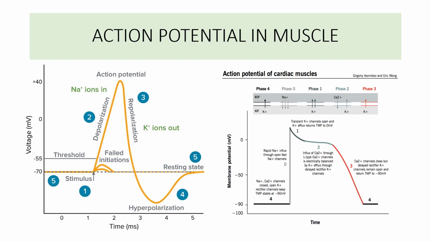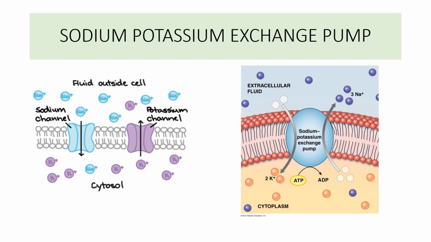So as a result, after a peak, there is a formation of plateau because of the involvement of the calcium ion in the case of the cardiac muscle. So this is the basic difference between the action potential of skeletal muscle and the cardiac muscles.